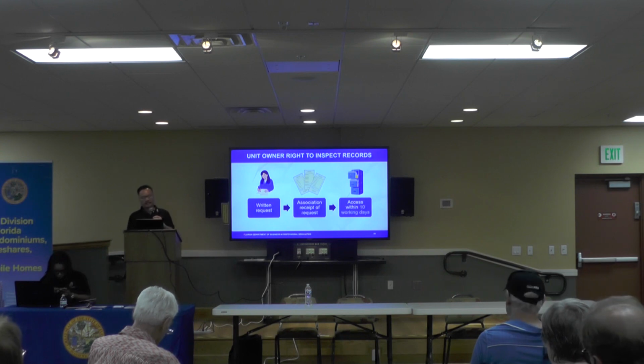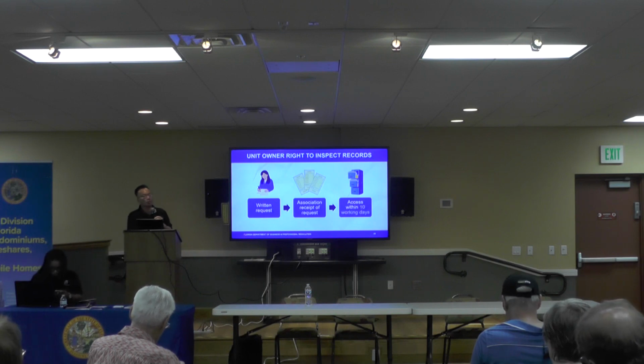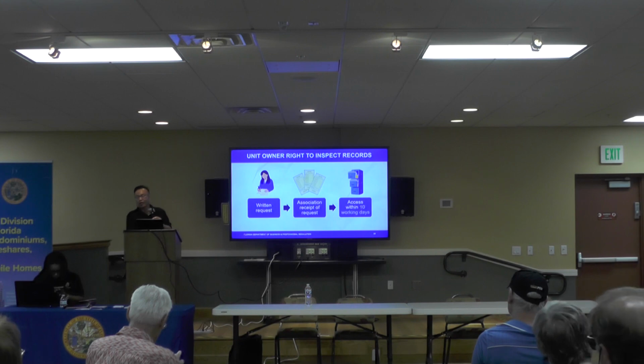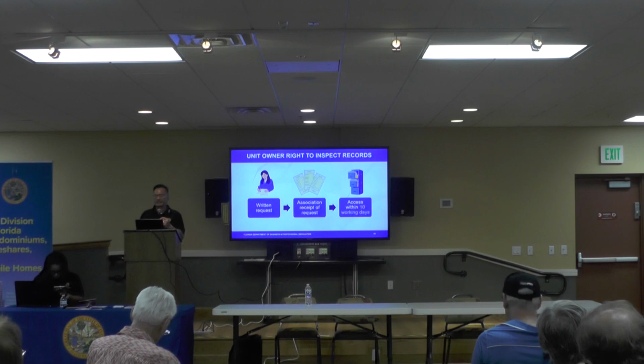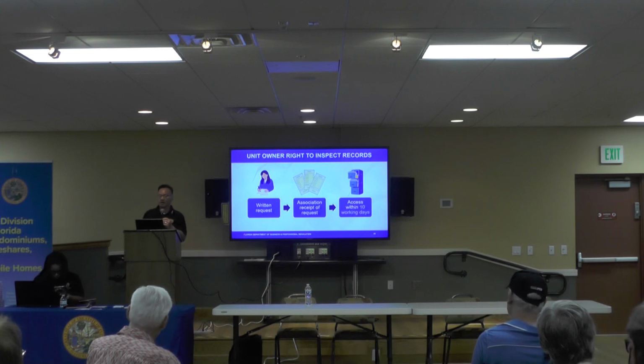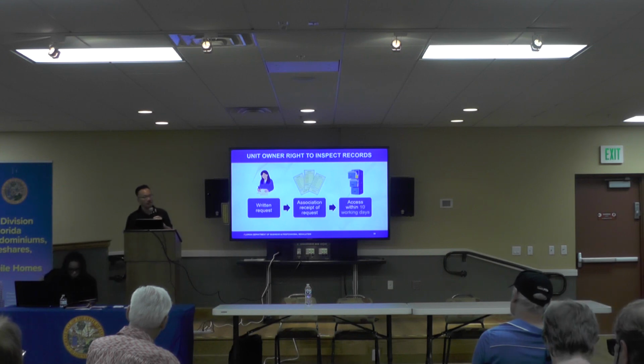Upon the association's receipt of the request, the association must provide access to the records within 10 working days. So, working days. No Saturday and Sunday, right? No holidays, working days. Unit owners, and any person authorized by an association member, have the right to request access to official records. The association cannot deny access to the person authorized by an association member.